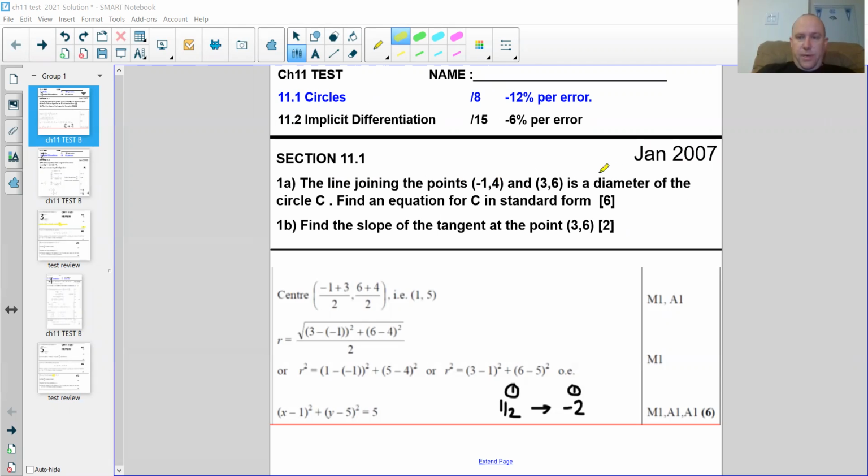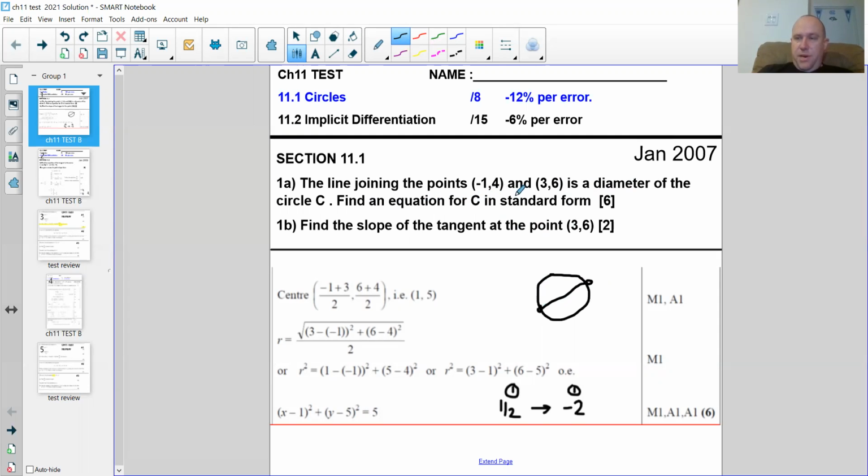So the line joining the points is the diameter of a circle. Find an equation for C in standard form. Part of this is figuring out that sometimes it's better to draw a picture for these questions. It doesn't have to be particularly accurate. Certainly we need to know that the diameter is all the way across the circle, and then we have our 2 points here and here. I know this is probably not very accurate, but that's not too important at this stage.